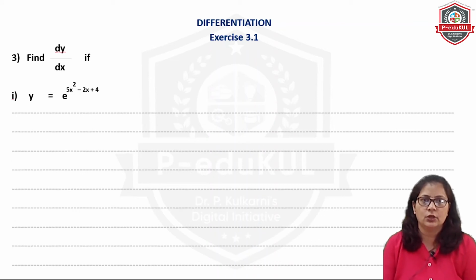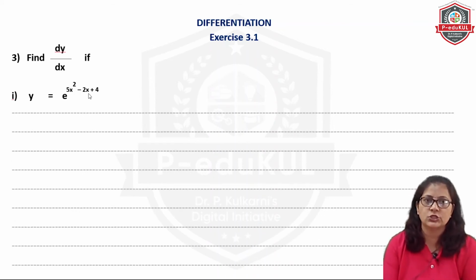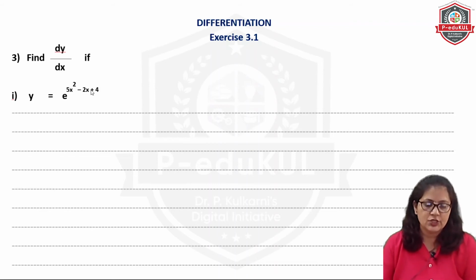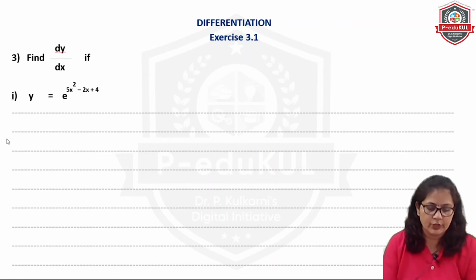Now I'll go for the third one. See, this is an exponential function, combination of exponential and algebraic. So that is e raised to 5x square minus 2x plus 4. This is the third question of exercise 3.1. So again we will put here this as u. So let u is equal to 5x square minus 2x plus 4.